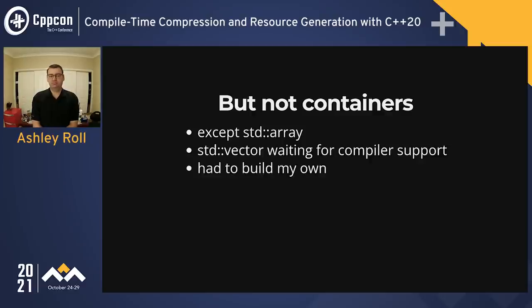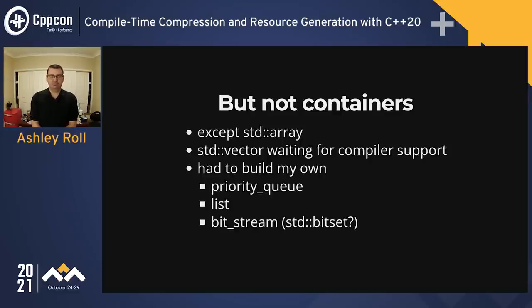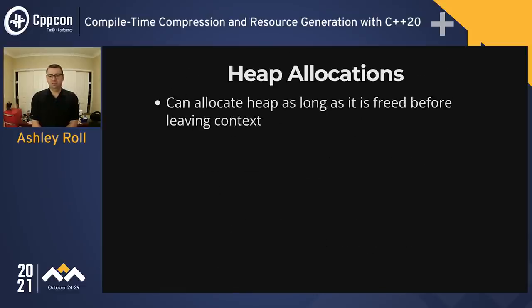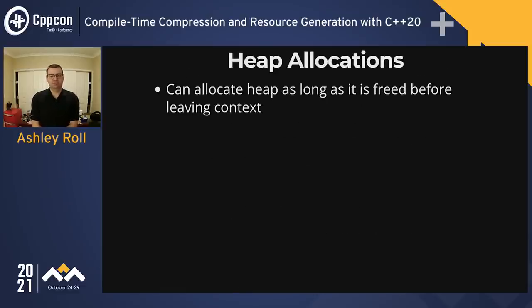So I had to build my own constexpr tooling and try to make them as simple as I could. I built a priority queue, I built a list, and I built a bitstream, which is kind of analogous to a std bitset. I would really like more constexpr containers that would make this sort of experimentation a lot nicer. We can do heap allocations. I'm conscious that we're running out of time, so we might speed through this pretty quickly.